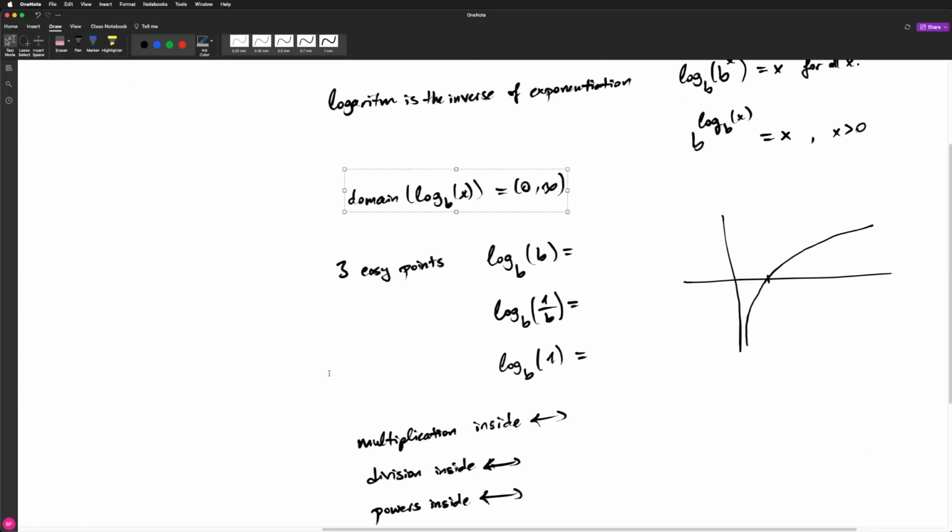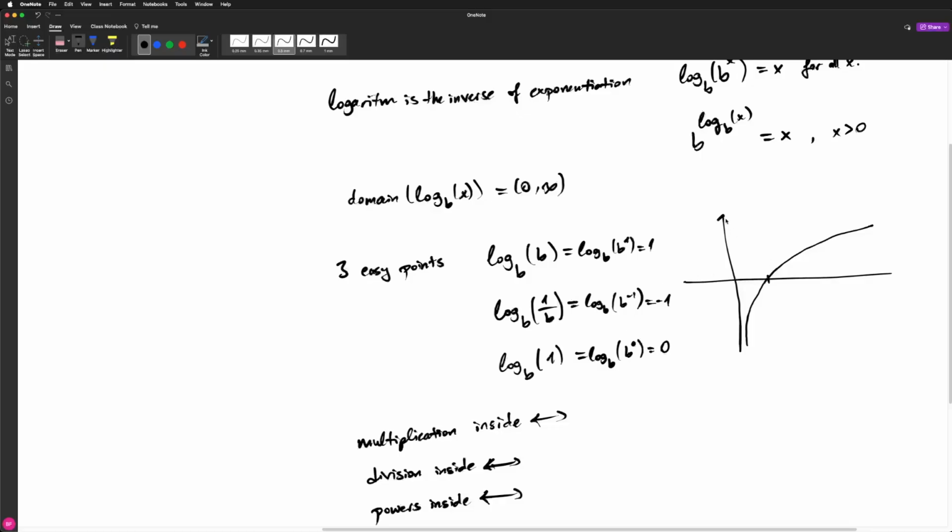And there are 3 easy points for the logarithmic function. What's the power you need to raise b to get b to 1, or just b? That's 1. And what's the power you need to raise b to get 1 over b? Well, 1 over b is nothing but b to negative 1. So what power of b is b to negative 1? It's negative 1. And what power of b is 1? Maybe I can write it more explicitly here. That's b to 0. So the power is 0. And so if you can write the total as a nice exponent, then you can just write that power. That's what the logarithm gives.